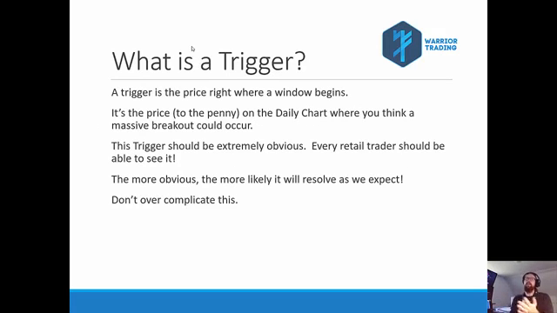So a trigger is a price right where the window begins, all right? And then resistance is the top of the window. Now, sometimes windows are stacked together where it's a trigger and a trigger and a trigger, but this is a price to the penny where you think a breakout could occur, potentially, because above this level, there's nothing. And these triggers should be very obvious enough that every retail trader should be able to look at that daily chart and say, yeah, this stock has a really good daily chart with some real potential.